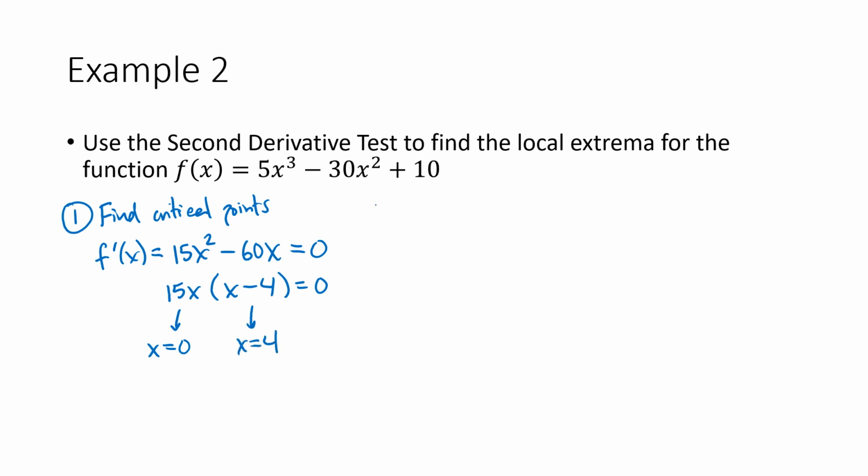Now, this time, when I test the critical points, before, what we were doing is drawing a number line, plugging in something above and something below, and figuring out whether it changed from positive to negative. Here, we're not going to do any of that. Now we're going to use the second derivative test, which means we need to find a formula for that second derivative. In this case, the formula for the second derivative is 30x minus 60.